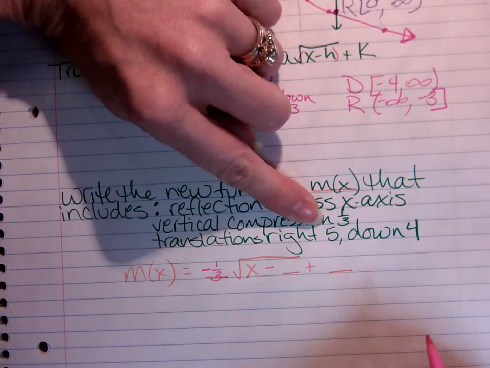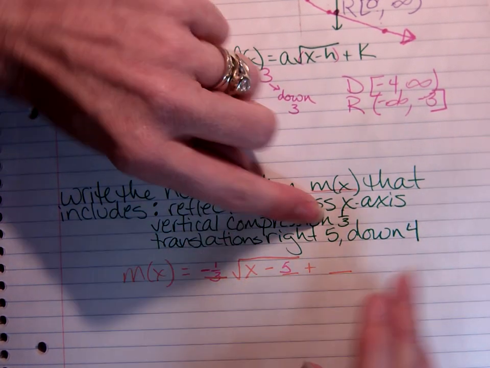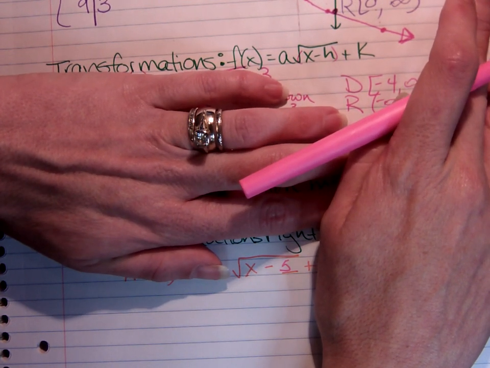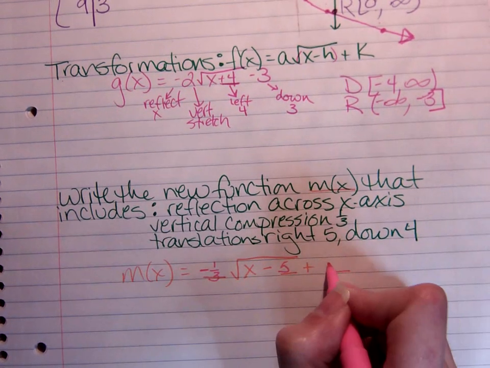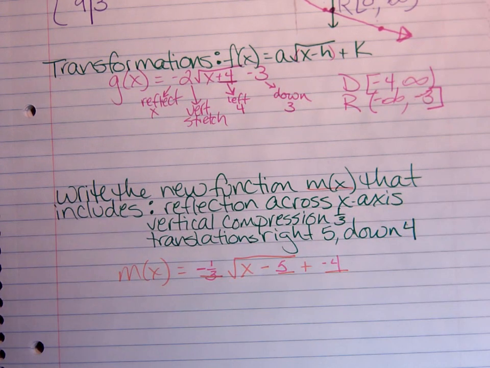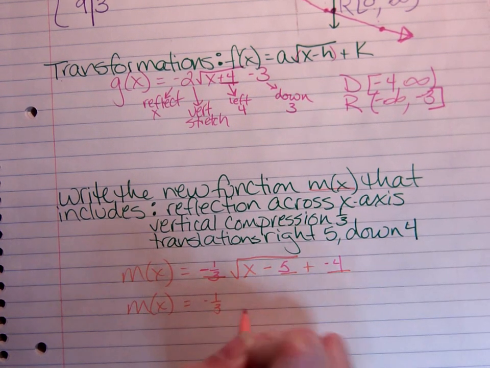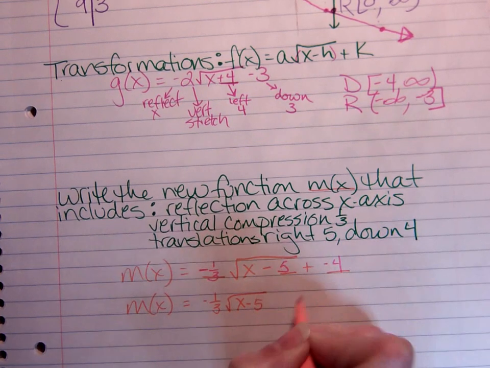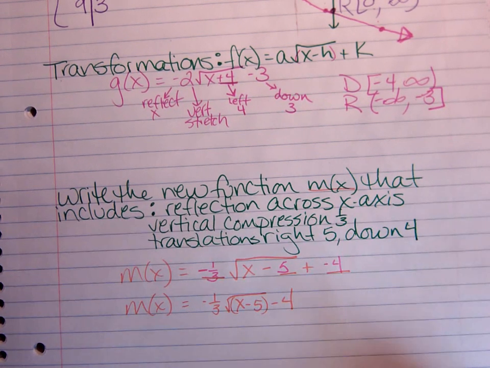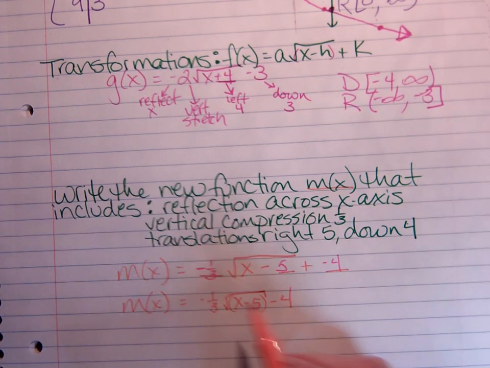Translate to the right 5. When I put that 5 there, go back and double check. If you saw it without any context, does the x minus 5 inside there mean move to the right? It does. We don't need to change anything. Down 4, the negative direction, 4. Well, all that's left is to clean up this sign business here. And I know my new function, m of x, is -1/3 square root of x minus 5, minus 4. Again, you can put those parentheses in there if you want to. You don't have to, but make sure the radical ends right here on the other side of the 5 and does not include the -4.